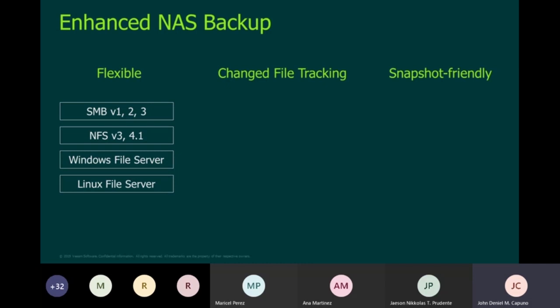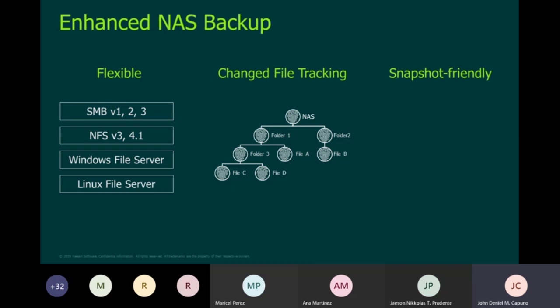It's because Veeam can cover the SMB from version 1 to 3, and also the network file share from version 3 to 4.1. And not just that, we can also protect the file servers of Windows and Linux. So ganun ka-flexible si Veeam pagdating sa NAS environment. So change file tracking. This is where the magic happens. Ito yung method ni Veeam para mas mapabilis natin yung incremental.